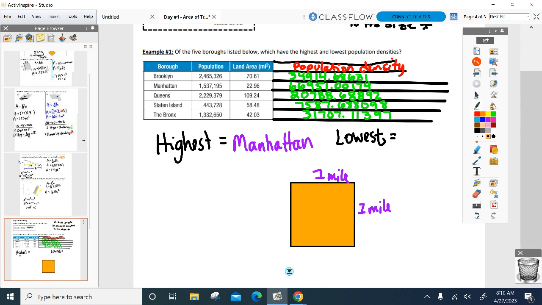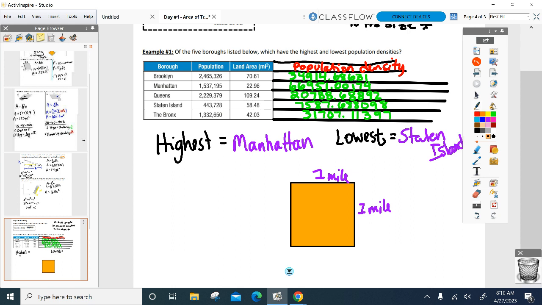Versus the lowest, which was what? Staten Island? Now remember, we had Manhattan with 67,000 people in this little square here versus Staten Island, about 7,600. All right, so you can start getting the idea of what population all packed into each other versus Staten Island, pretty big area, but not many people there.